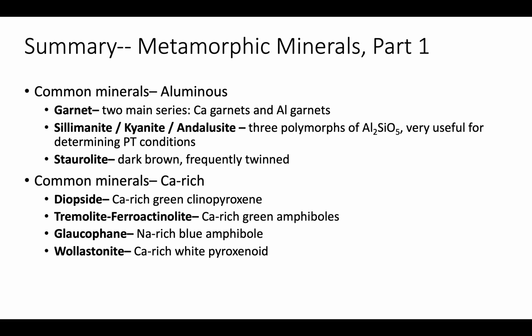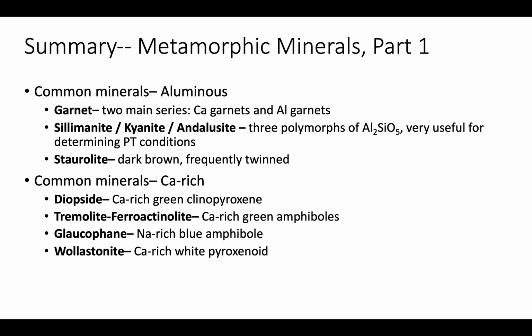So just to summarize this part, we had these two groups of minerals. We had the aluminous minerals and the calcium-rich minerals. For the aluminum-rich minerals, we had the garnets that we could divide into two main series: the calcium garnets, which tend to be yellow to green, and the aluminum garnets, which tend to be red to brown to purple. Then we had our three polymorphs of Al2SiO5, sillimanite, kyanite, and andalusite, which can be very useful, as I said, for determining the pressure and temperature conditions that a metamorphic rock underwent. Then staurolite, which is dark brown, a kind of dull habit, and frequently twinned.